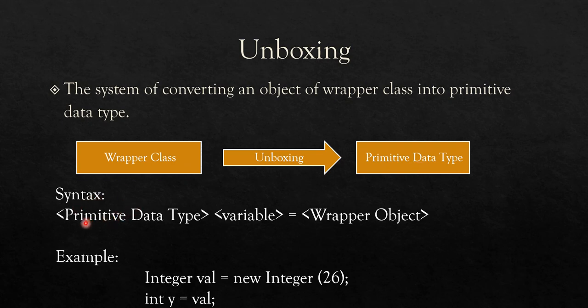Now the syntax given here is, you can see primitive data type, variable, an equal to sign, and then the wrapper object. So you can see the first line is the auto boxing, that is Integer val equal to new Integer(26). This is what we have already seen in auto boxing. Now what is unboxing is, you are going to store it back to the variable. So int y equal to val, semicolon. So val is an object and y is a normal primitive variable which stores the primitive data, that is of integer type. Okay, so this is how you are going to unbox.